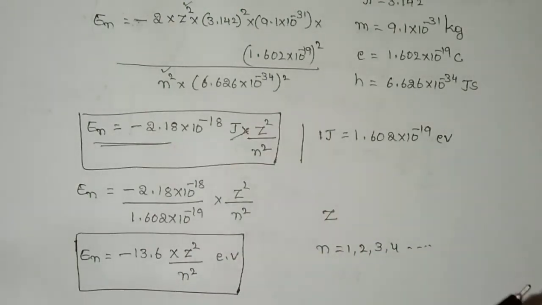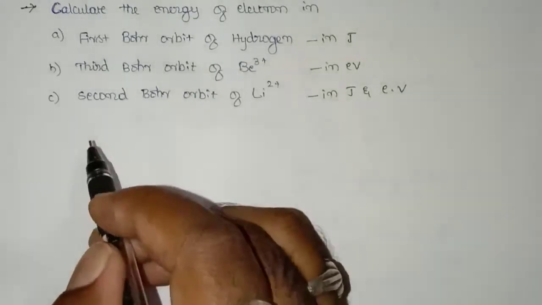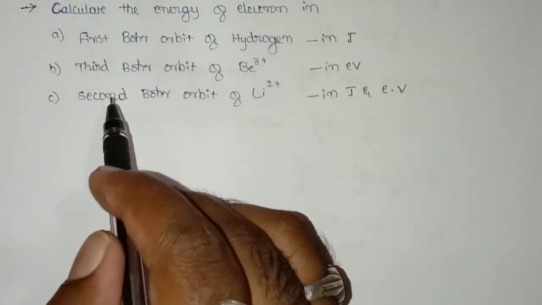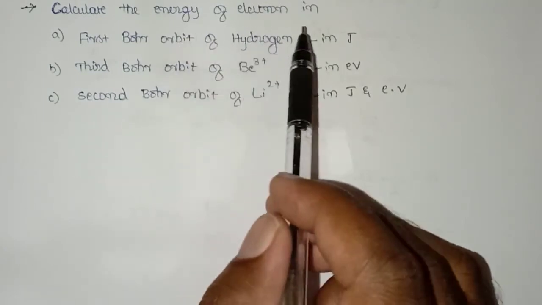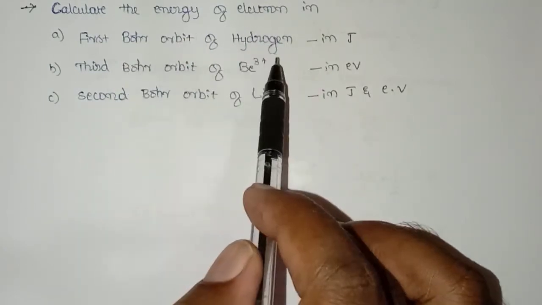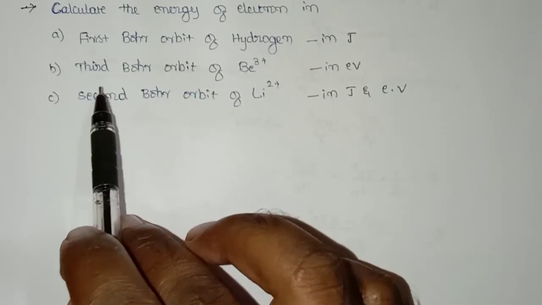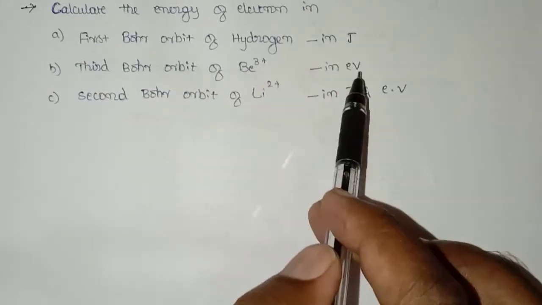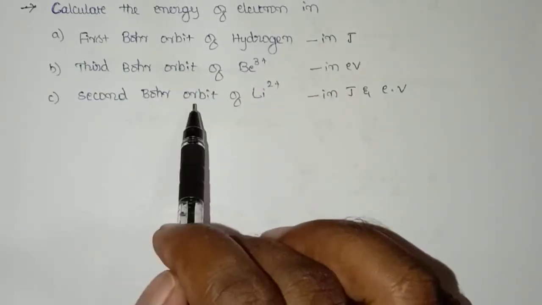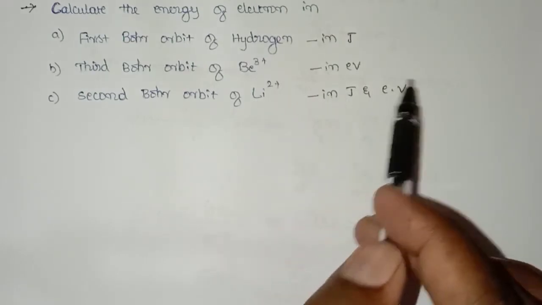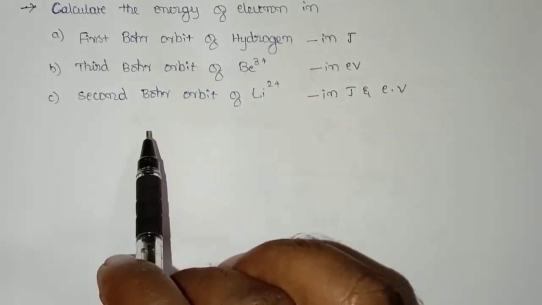And now we shall do some simple numericals. Here we shall solve some simple problems. So let us calculate the energy of an electron in the first Bohr orbit of hydrogen in terms of joules, the third Bohr orbit of Be³⁺ in terms of electron volt, and the second Bohr orbit of Li²⁺ in both joules as well as in terms of electron volt.